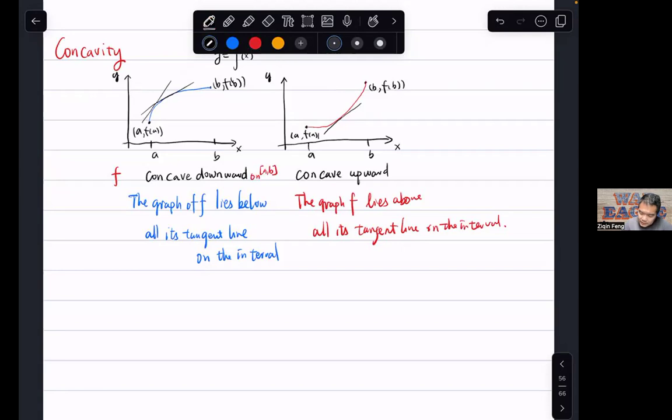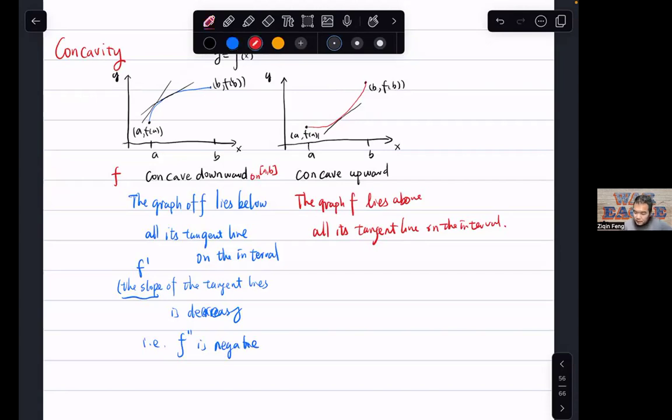So you can see that in this case, the slope of the tangent lines is decreasing. That is, because slope is f prime, what happens is f double prime is negative.